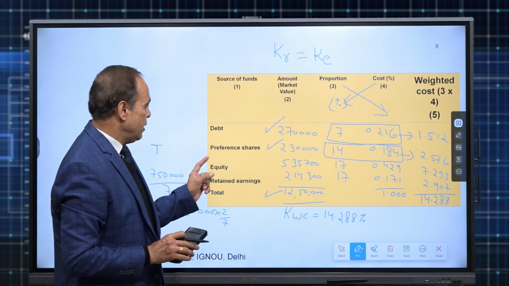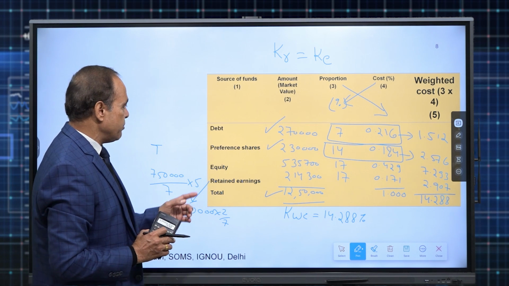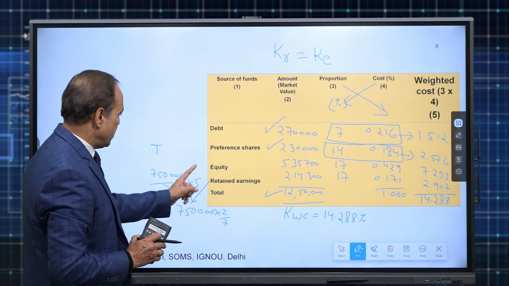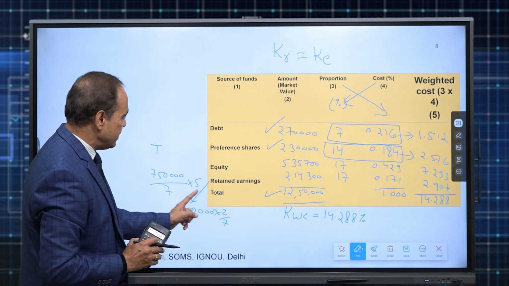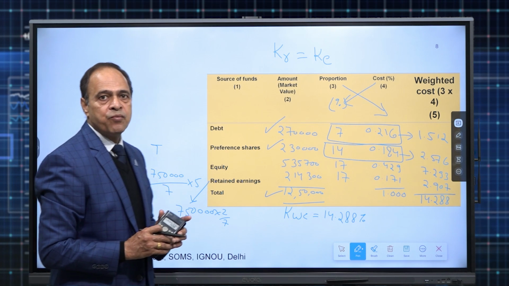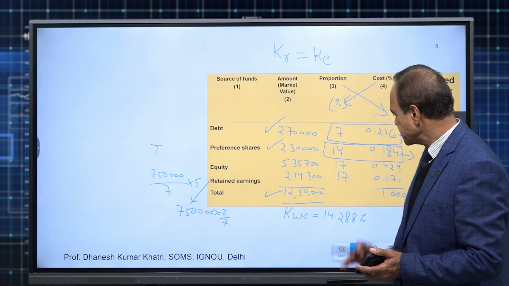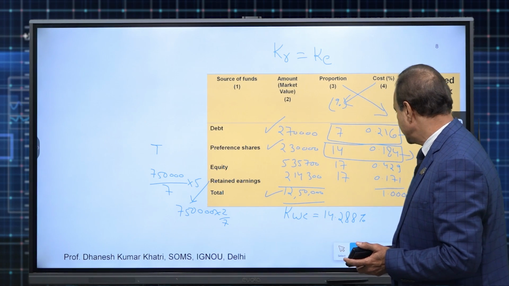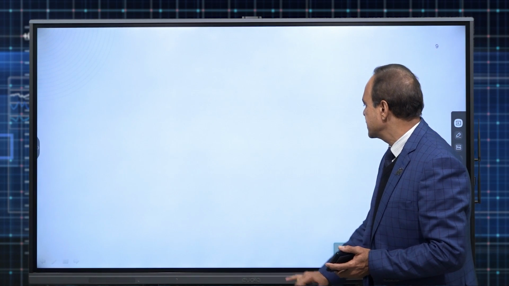Now remember, there is no specific market value for retained earning. Whatever market value of equity is given has to be divided between equity and retained earning exactly in the book value proportions. So that's what we did for calculating overall cost of capital using market value weights. So we proceed further. You can see this is the way we did it. We proceed further with the next part.